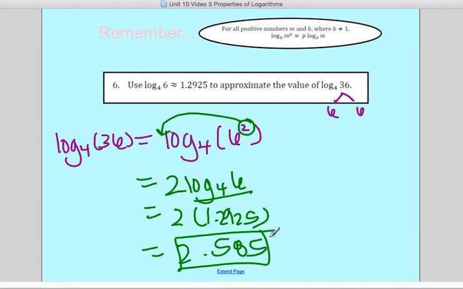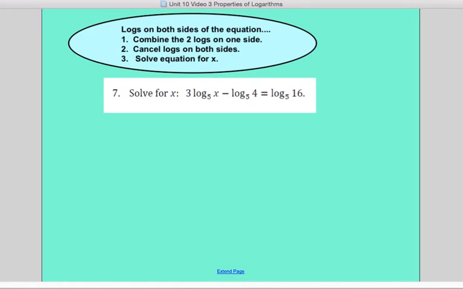Okay, that is example 6. Example 7, okay, we're going to use all of our properties as 1 now. So we want to get the logs to have only 1 log on each side before we can do anything. For 7, I notice there's a number in front, so I can use my power property to put that 3 back as an exponent.